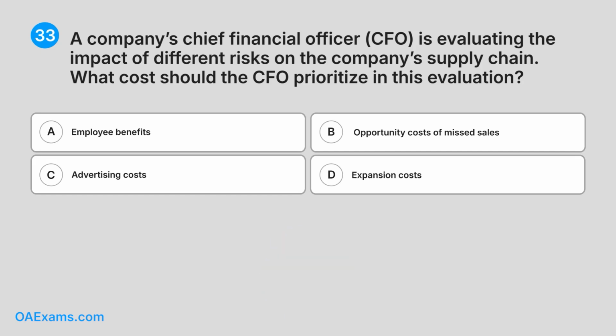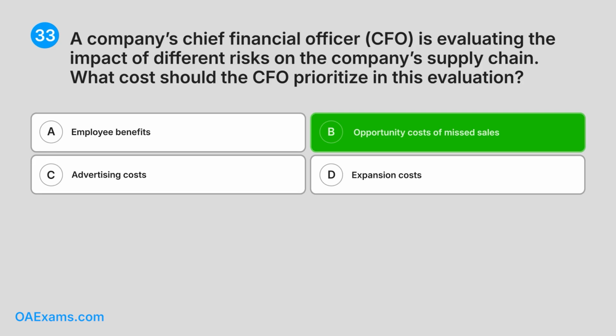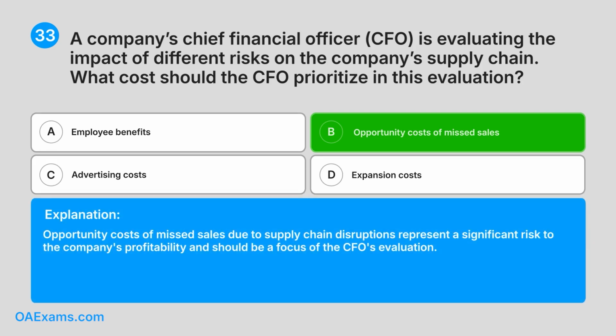Correct answer. B. Opportunity costs of missed sales. Explanation. Opportunity costs of missed sales due to supply chain disruptions represent a significant risk to the company's profitability and should be a focus of the CFO's evaluation.